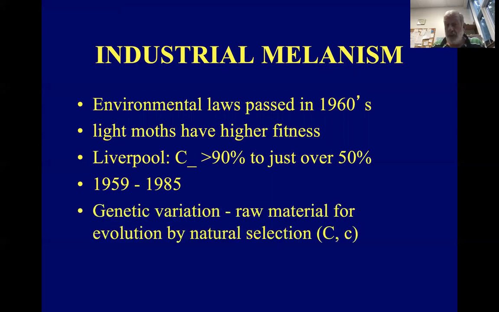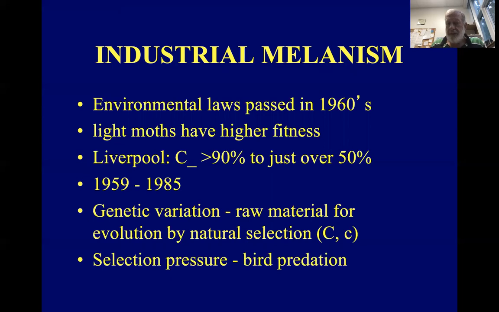So we say genetic variation is the raw material for evolution by natural selection, and that genetic variation happened to be that there were 2 alleles in the population for color pattern, big C and little c. If 100% of the moths would have been pale, then they would have probably just gone extinct, all gobbled up by the birds. And the selection pressure then, the reason that it mattered what color the moths were, was bird predation.